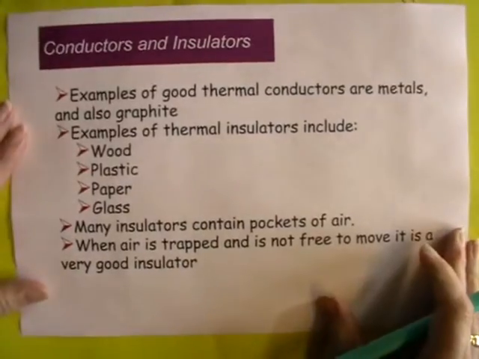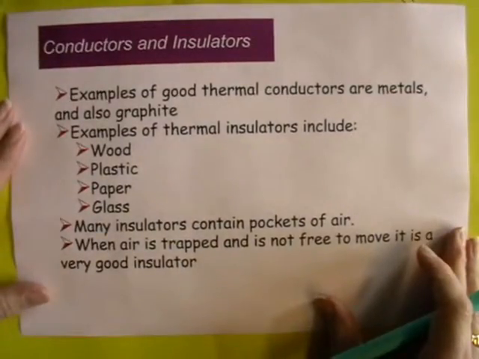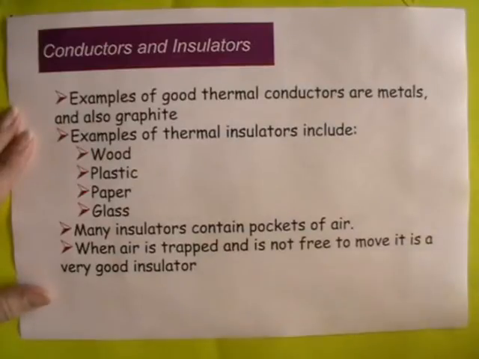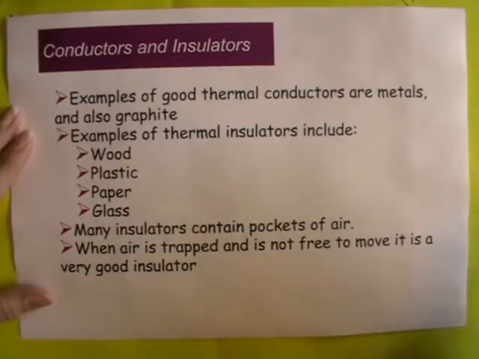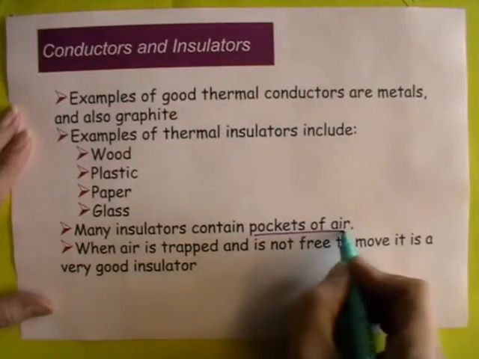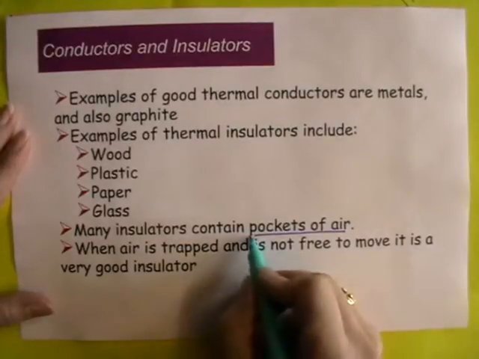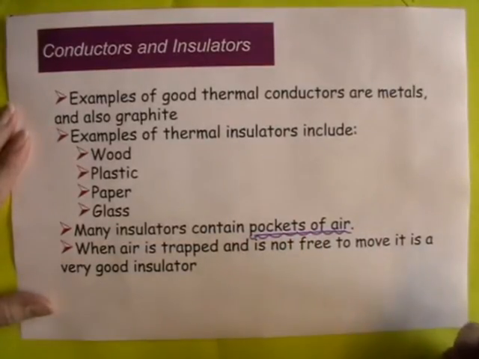So examples of conductors and insulators. A conductor is a material which will conduct heat well. An insulator is a material which does not conduct heat well. So examples of good thermal conductors are metals and also graphite. Examples of thermal insulators, those who are good at preventing conduction, are wood, plastic, paper and glass. And many of the insulators that we use to prevent heat loss from our houses and so on contain pockets of air. And that's a very important point with regard to insulation and preventing heat transfer by conduction.